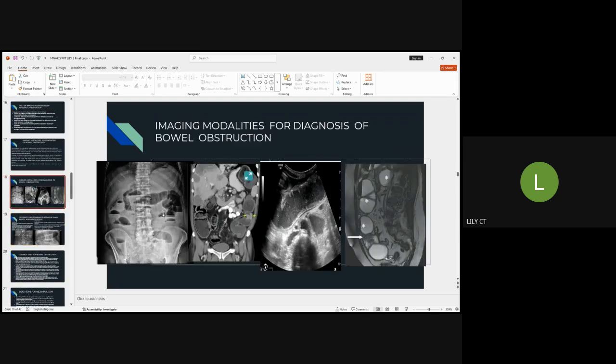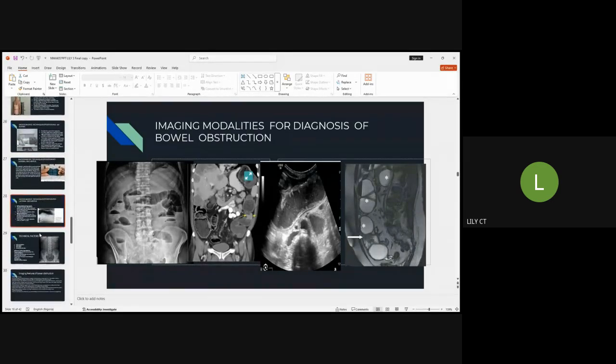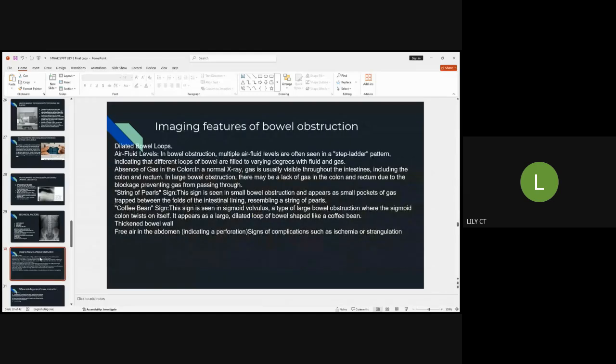So we have here where we can see air-fluid levels around there. And also we have dilated bowel loops and absence of gas in the colon. In a normal X-ray, gas is usually visible throughout the intestine, including the colon and the rectum. In large bowel obstruction, there may be lack of gas in the colon and rectum due to the blockade that is preventing gas from passing through.